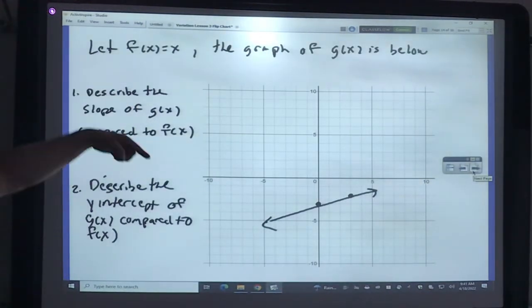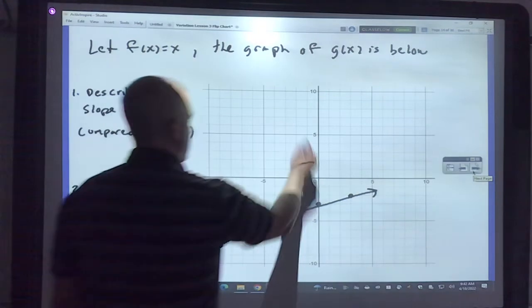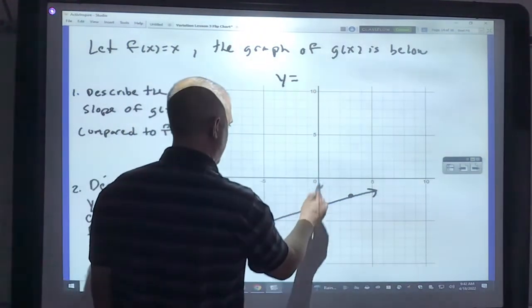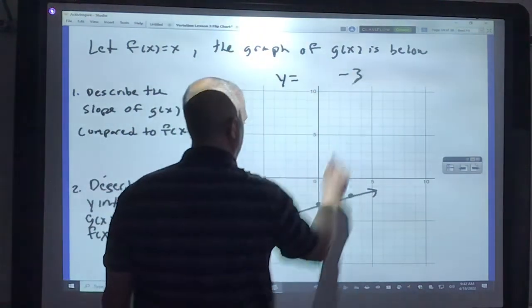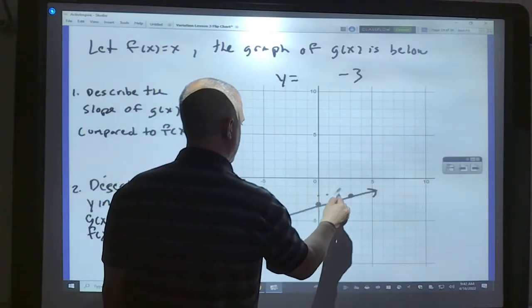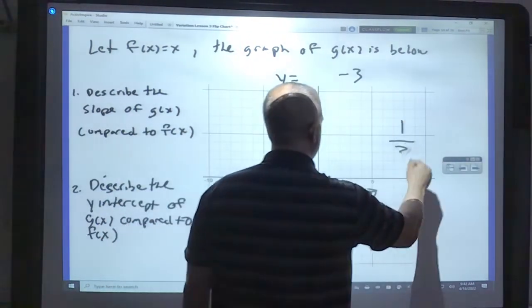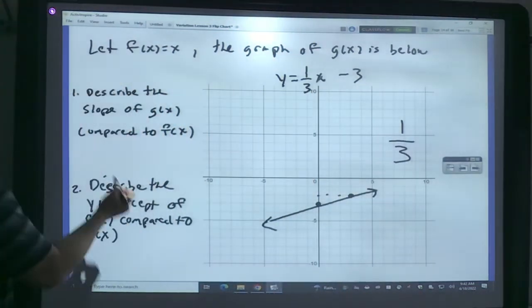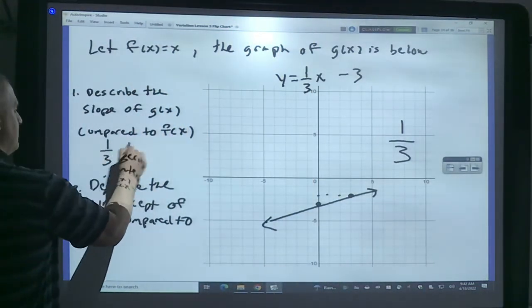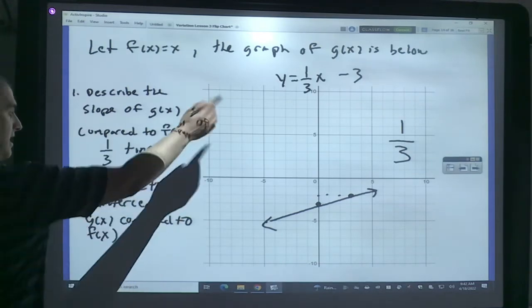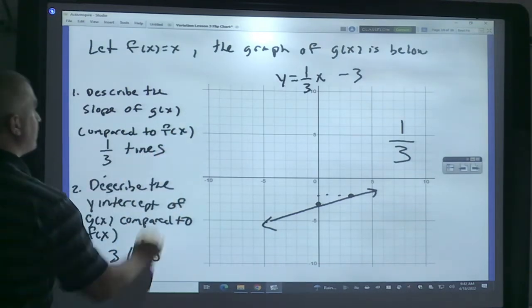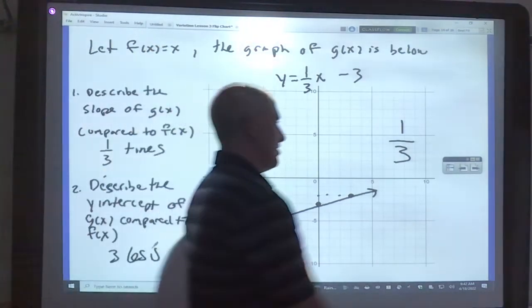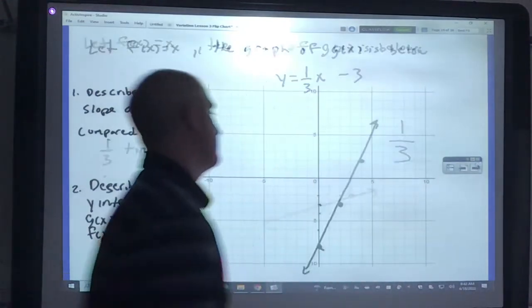So f of x equals this, find the equation below, okay? So I got y equals, all right, this is 1, 2, -3. Then I would go up 1, 1, 2, 3. So 1 over 3, it's a positive slope, so this is what I got, 1/3 x minus 3. So describe the slope. It's 1/3 times, okay? And this is going to be 3 less than that, okay? So don't overcomplicate it. All right?